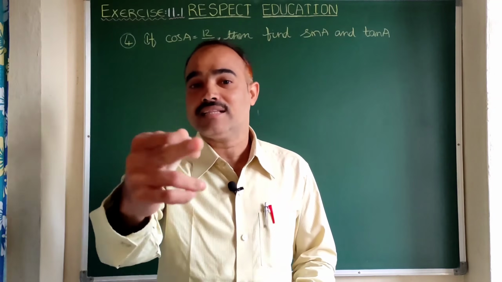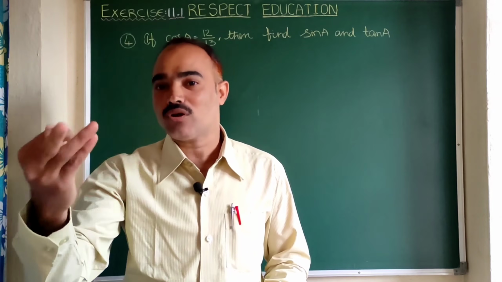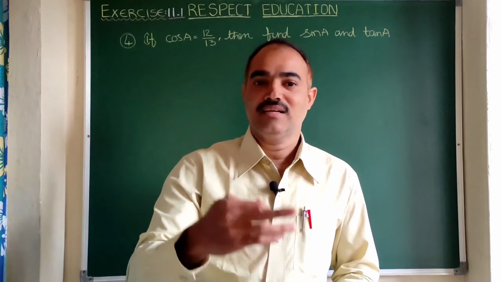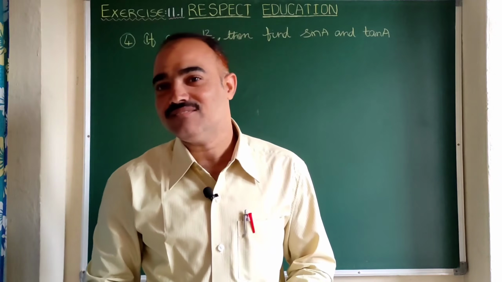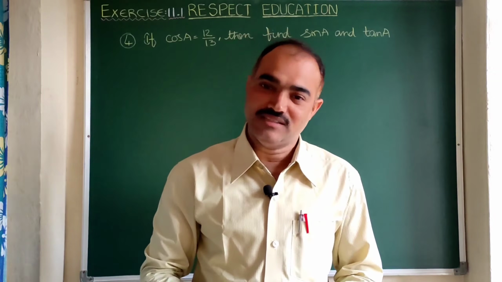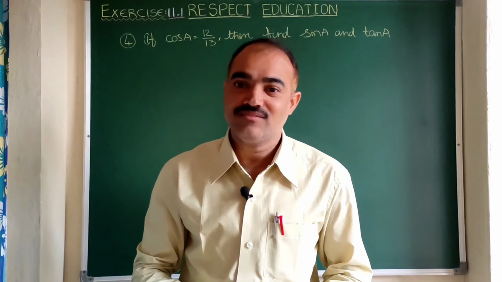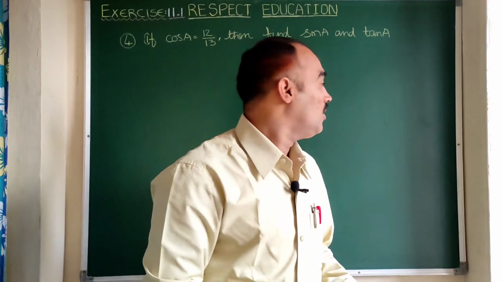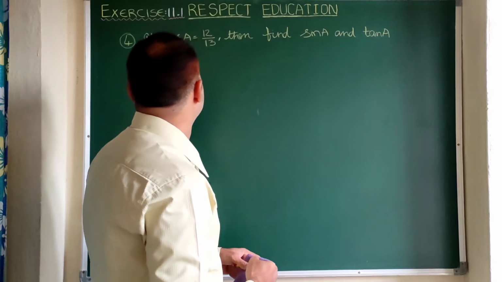Okay. Cosecant theta. This is reciprocal of sin: hypotenuse by opposite side to theta. Yes. Secant theta: hypotenuse by adjacent side to theta. Cot theta: adjacent side to theta by opposite side to theta. Right. So now here, let us see this question.